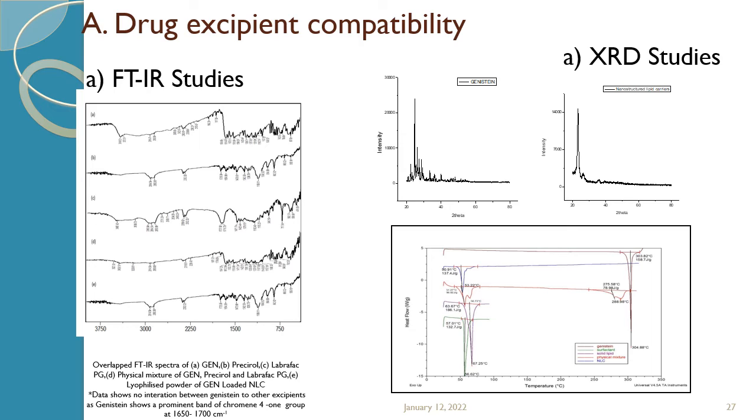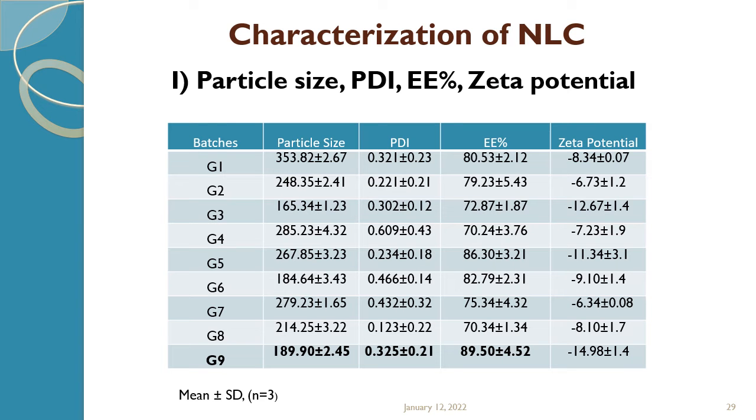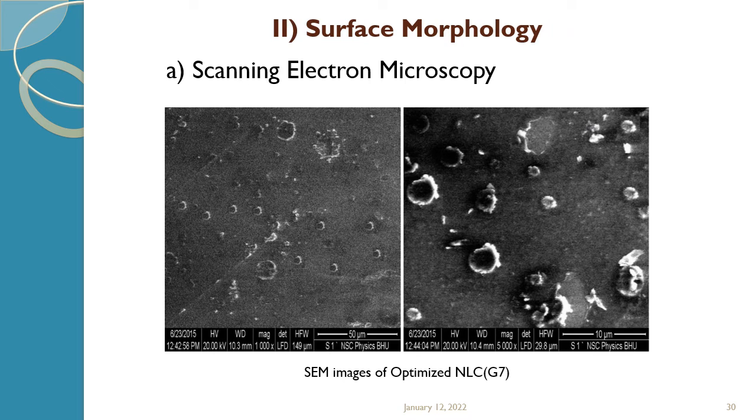Results and discussion. So these are the results of drug excipient compatibility. Here we can see there are no incompatibilities found between these excipients and the drug. Then the calibration curve was prepared by RP-HPLC, and it is found to show an R square value of 0.99. And these are the batches which were prepared. Here we can see the G9 batch is having minimum particle size with maximum entrapment efficiency, and only this batch was used for further studies.